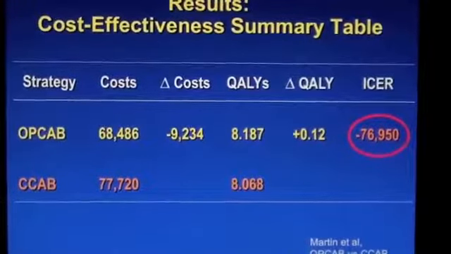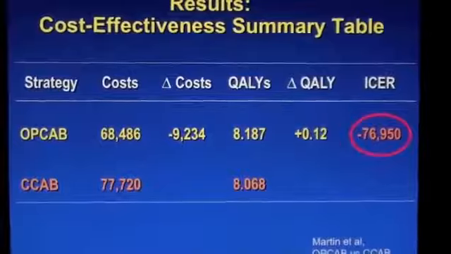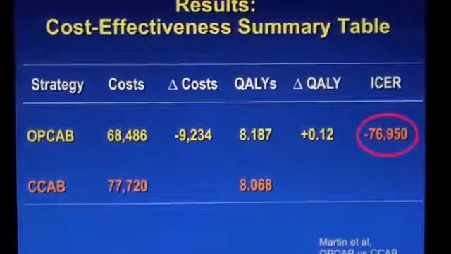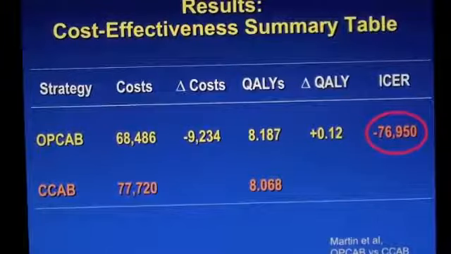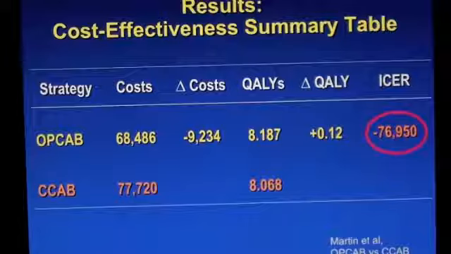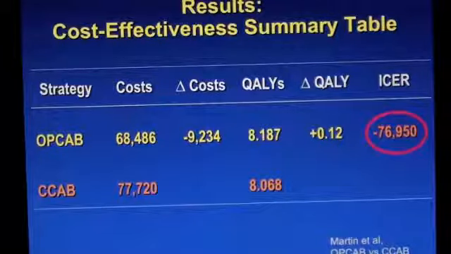So we had to model what would happen over the long term based on what we saw happening from the shorter-term trials. And there certainly are limitations with having to model over the long term, but it is the best that we have. And so here we have delta C and delta QALY based on the quality adjusted life years from the clinical trials plus modeled over the lifetime. And what we found was an ICER of minus 76,950.